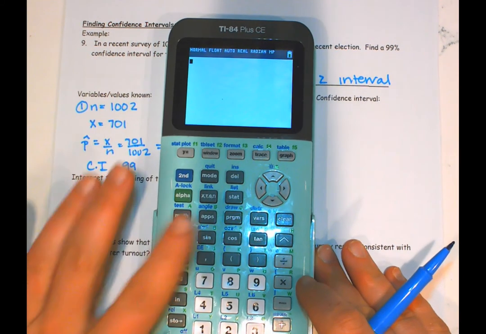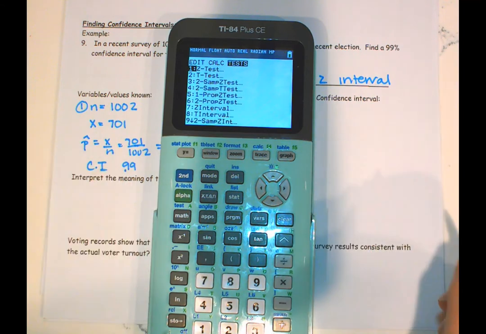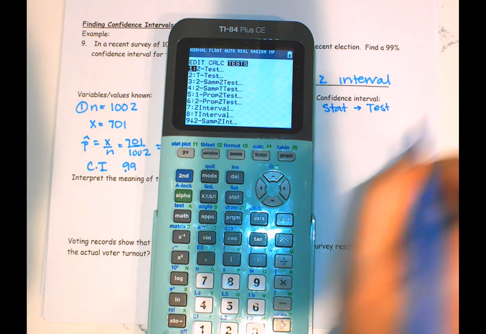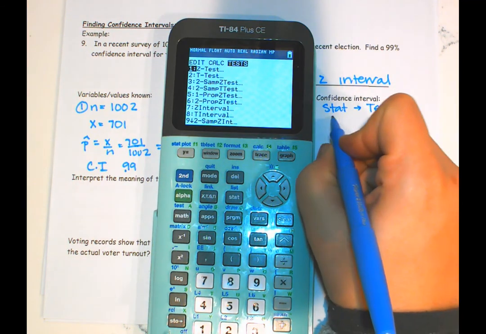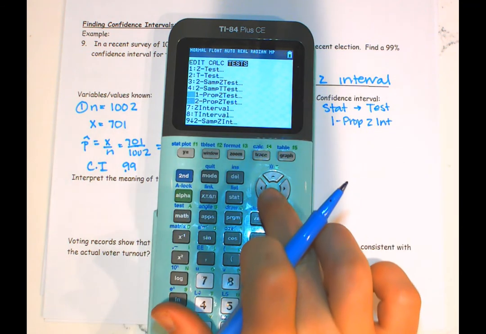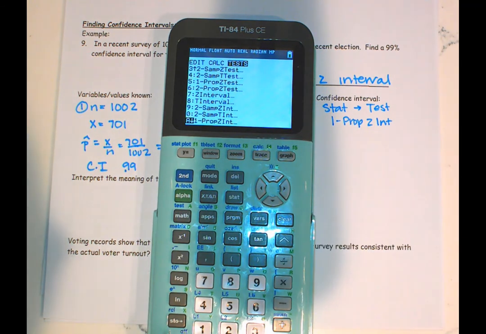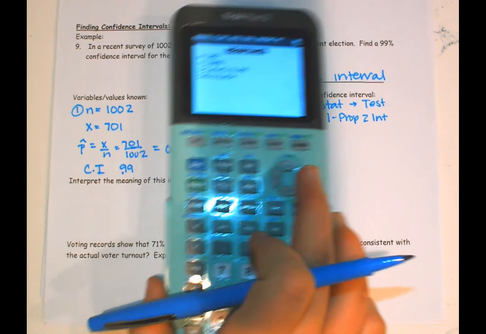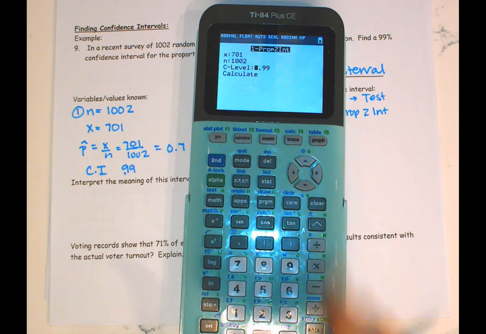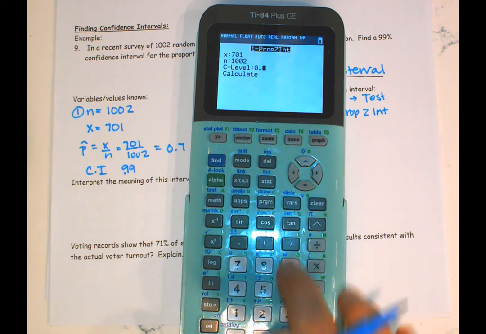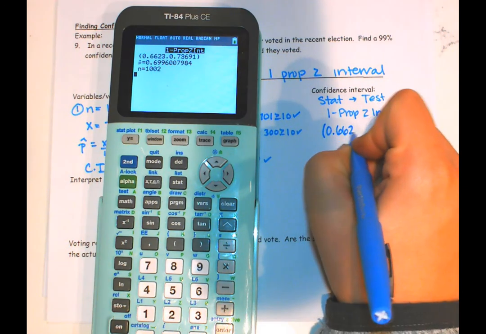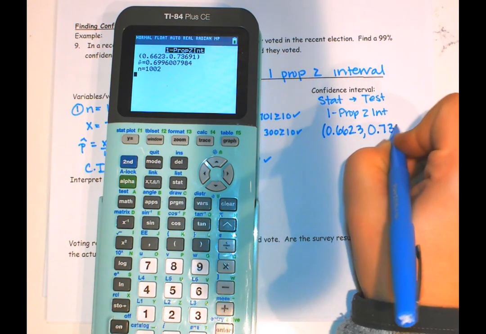So to run our interval, we hit stat, go over to test, and then we're running a 1 prop z interval, not test. So we're going to have to scroll down. For most of you, it should be letter A. And then we're just typing in the values that we have. So x is 701, n is 1002, and I want to be 99% confident. So I'll go ahead and calculate, which gives me 0.6623 and 0.73691.